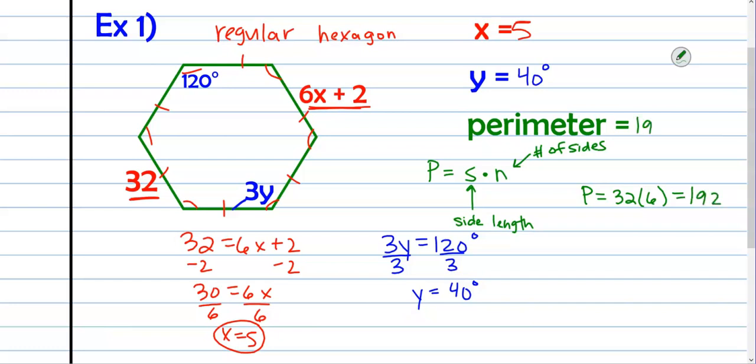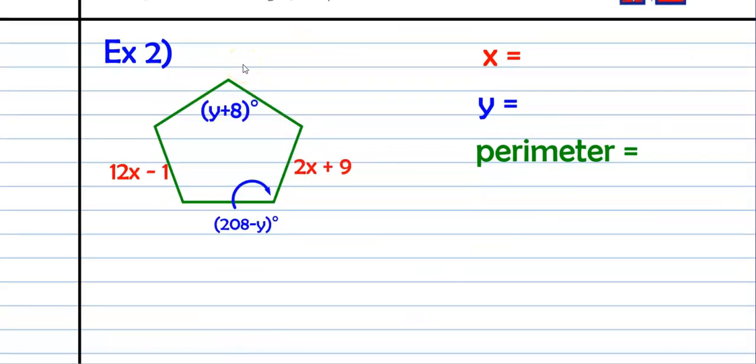So our perimeter is 192. There aren't any units in this case, so we'll just leave it. All right, so we'll start example 2.